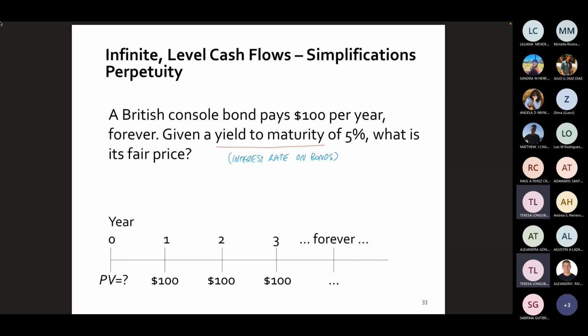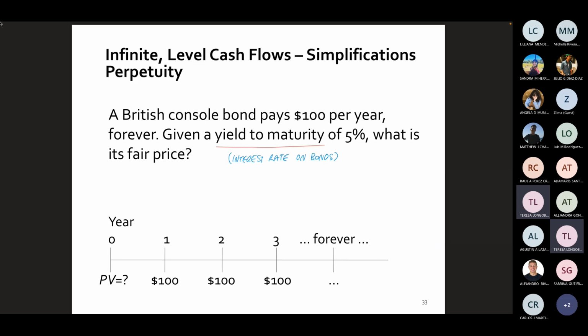Yeah. So how would we figure out the price here? Anybody know? Are we going to put $100 every year for 5% in the NPV formula of our calculator forever? No, there's got to be an easier way, right? So here's the timeline. This is the timeline, and the timeline goes indefinitely. It goes on forever.